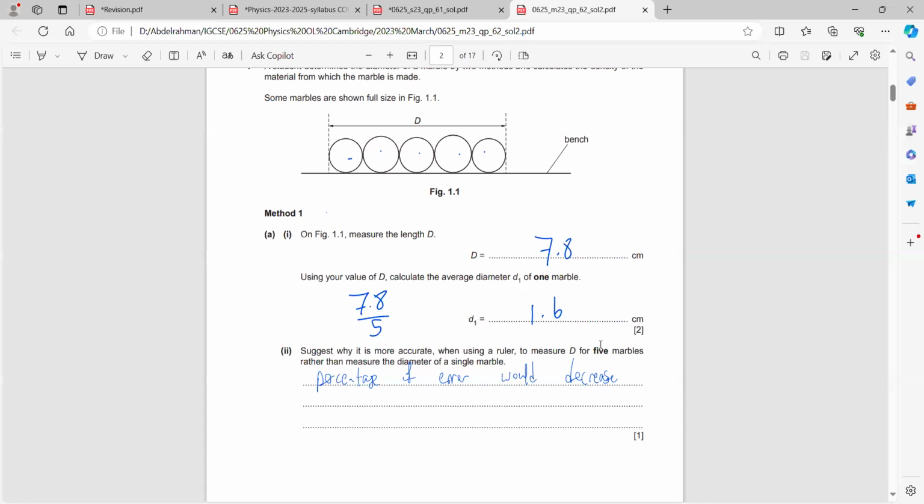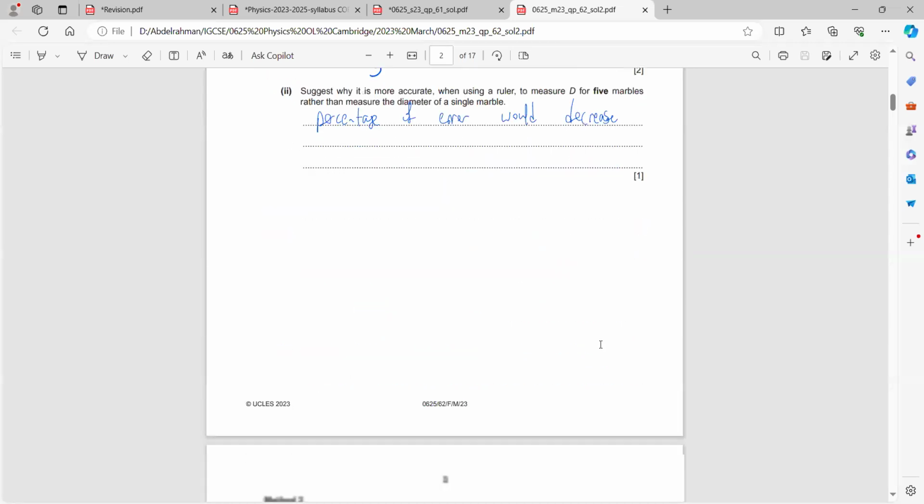Using the ruler, for example, like measuring the thickness of a sheet of paper. You can never measure the thickness of one paper alone. Now you have to measure the thickness of 100 or 200 sheets of paper. Same applies for these marbles. You cannot measure the distance of one marble alone. You have to measure the distance of several marbles so that the percentage of error would also decrease.